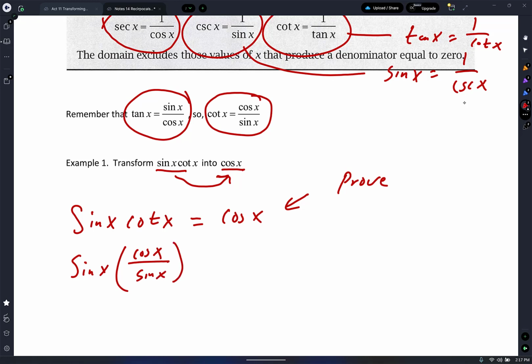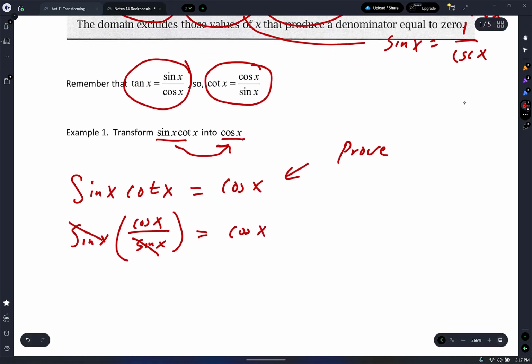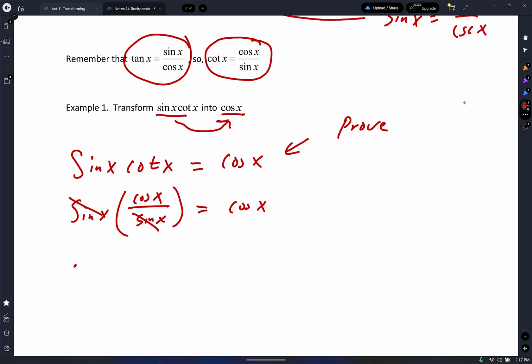And then look at that. Sine x and sine x, these two cancel out, and you just get cosine x. See? Straightforward. And then we just write a little statement. We put 3 little dots. The 3 little dots is like saying therefore. Therefore, sine x cotangent x is nothing more than cosine x. And then that's it. We're done.